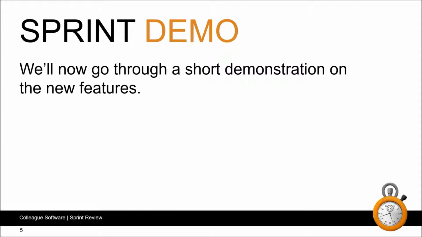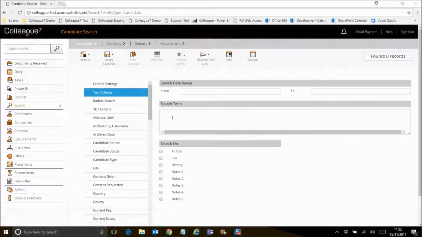We'll now go through a short demonstration on the key features from this sprint. Okay, so the first thing I wanted to cover was the found column. This is the option that was available in version 6 and has basically been pending in terms of its transition to Colleague 7 as a feature in the search.